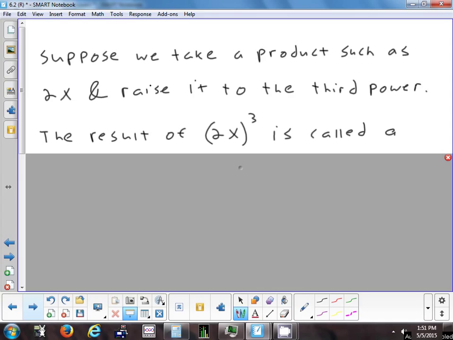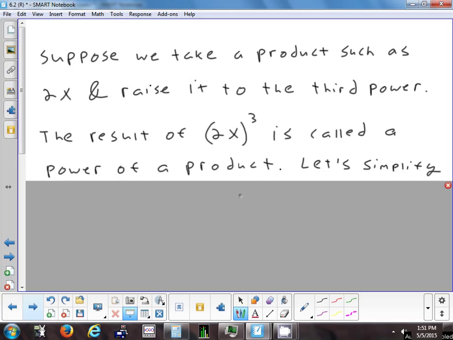All right, so now we're going to take a product and raise it to a power. This rule is called a power of a product, because you have a product, two things being multiplied, and you're going to raise it to a power.